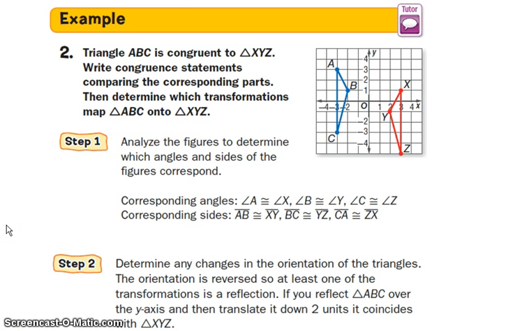Example 2. Triangle ABC is congruent to triangle XYZ. So now they're telling you what's congruent through a congruent statement. Okay, write congruent statements comparing the corresponding parts. So instead of them marking the figures this time, they're giving you a congruent statement right here.